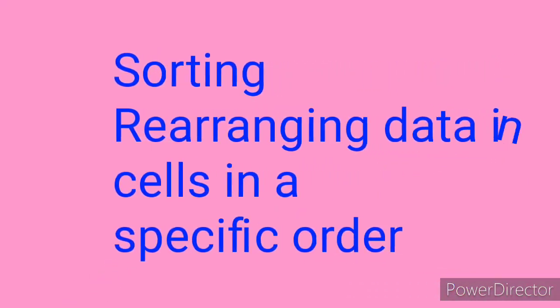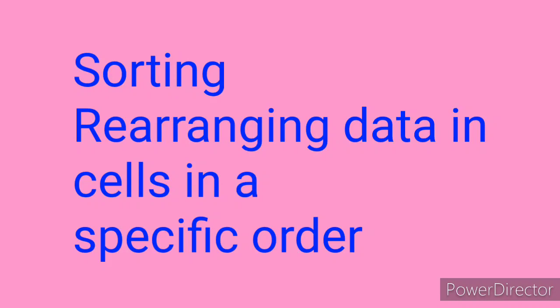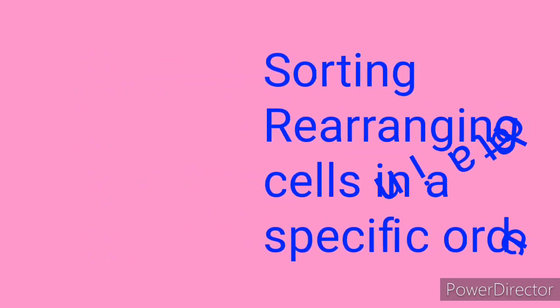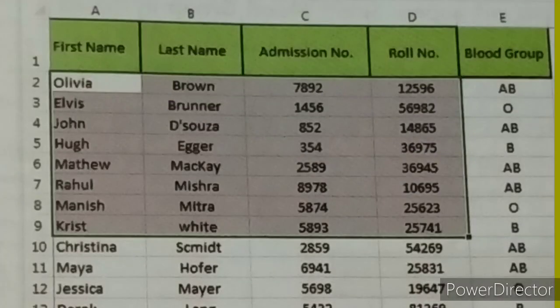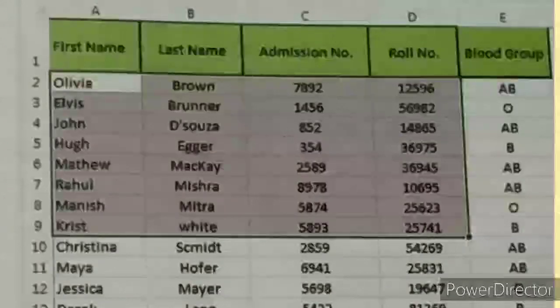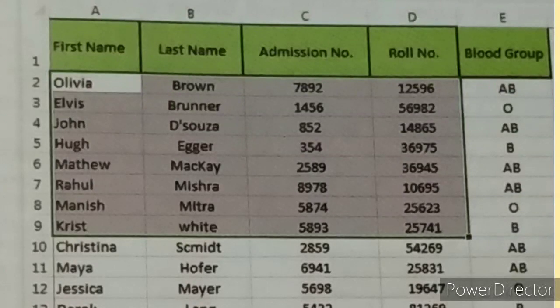What do you mean by sorting? Sorting means rearranging data in cells in a specific order. It is an integral part of data analysis. It becomes very difficult to manage a worksheet with a lot of data. We can quickly restructure a worksheet by sorting its data. For example, we can reorganize a list of students' records by sorting first name, last name, etc.